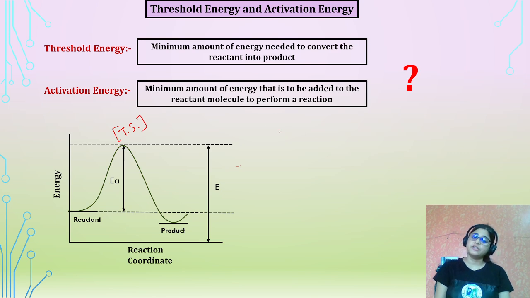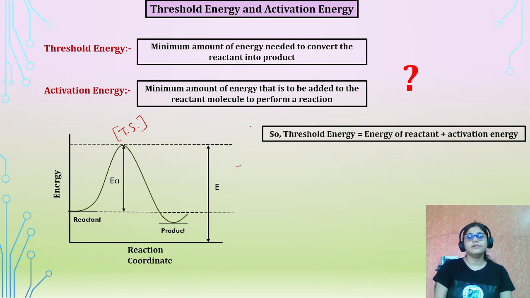But threshold energy is a different thing: it is the whole, total energy which is needed to perform a reaction. So here the reactant energy is inside this threshold energy. We can write: threshold energy is the energy of the reactant plus the activation energy. This is the simple definition, and by seeing the graph you can understand the difference between these two.